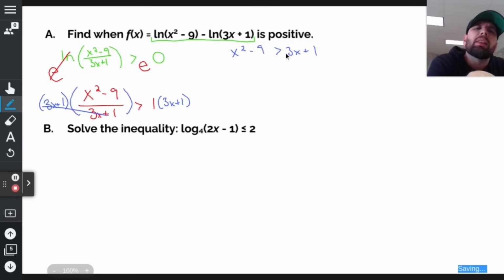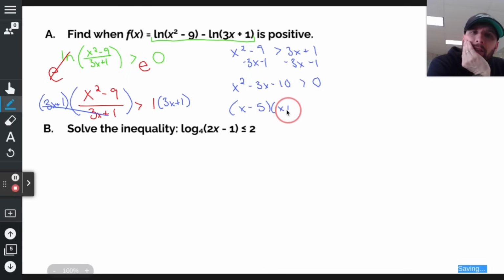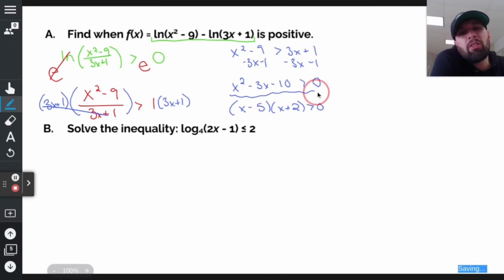Okay. Let's get this side equal to 0 because this looks like a quadratic and maybe I can solve it. I don't know. Let's subtract 3x from both sides and 1 while we're at it. So subtract 3x, minus 1. And that gets us x squared minus 3x minus 10 is greater than 0. In other words, positive. (x minus 5)(x plus 2). Now, this harkens back to unit 1, where I would give you maybe just something that looks like this and ask you to do it.